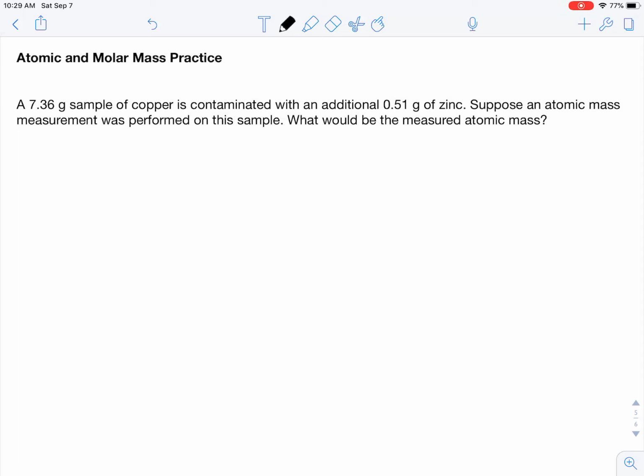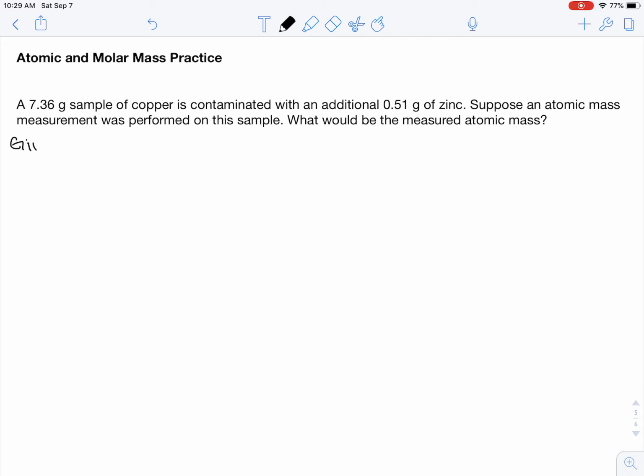Practicing dimensional analysis using molar masses and atomic masses. A 7.36 gram sample of copper is contaminated with an additional 0.51 grams of zinc. Suppose an atomic mass measurement was performed on this sample. What would be the measured atomic mass?